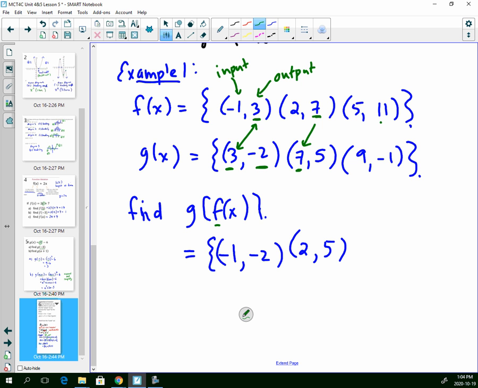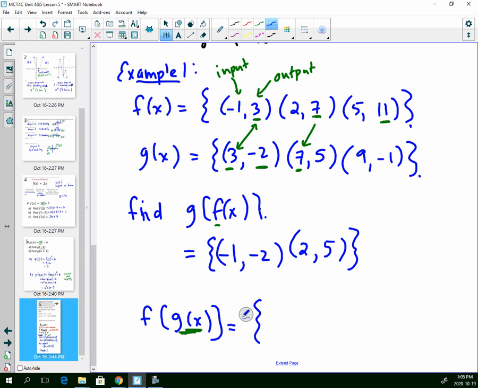Input is 5, output is 11. I look for an 11, there is none. So I can't use that point, because there's no matching input in the other set. So the 11 does not match up with an 11 in the other set, so we can't use that point. So g of f of x would just be -1, -2, and then 2, 5, and that would be it. If I did it the other way, let's do f of g of x. So this time, we're going to start with g of x.